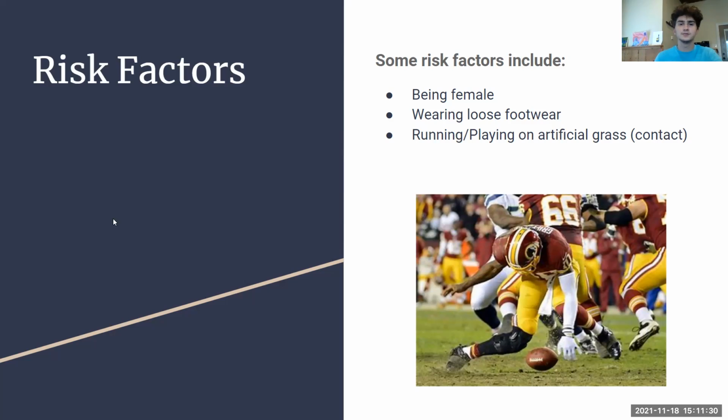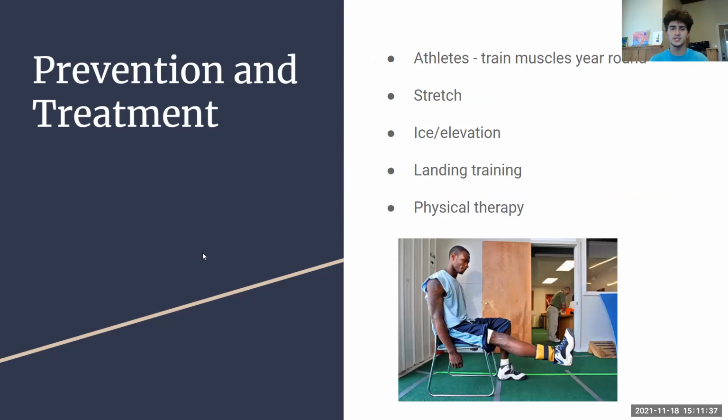Now that we've talked about risk factors, let's talk about some preventative measures and treatment options to decrease your chances of an ACL tear. First thing is lots and lots of stretching. You athletes are going to want to train your muscles year round to be able to adapt to different changes in direction. And even if you're not an athlete, you should train your muscles and ligaments to stretch really well so that they are flexible enough to adapt to the changes in direction in your sport or in your everyday life.